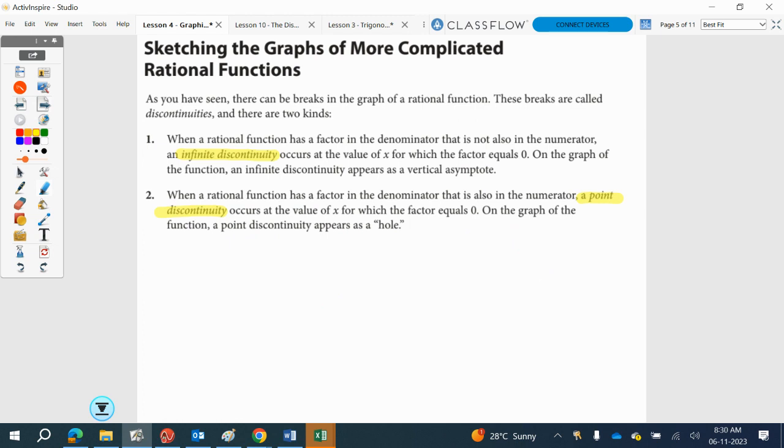Any other? Yes? Discontinuities appear only on the vertical asymptote, yeah? No. The discontinuity appears whenever you have an excluded value from the domain. So you can see them on a graph like a vertical asymptote. You can't see the point discontinuities, but you can examine them.